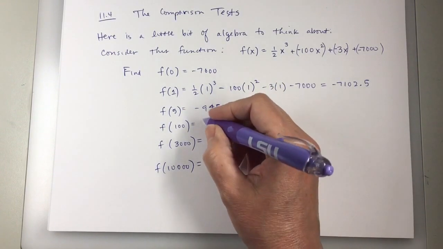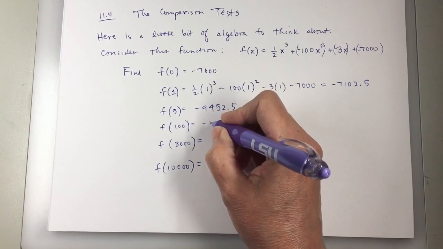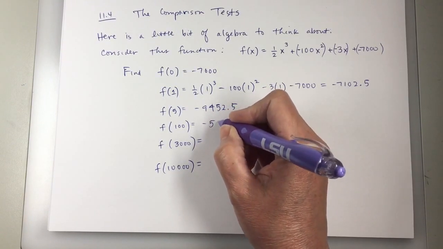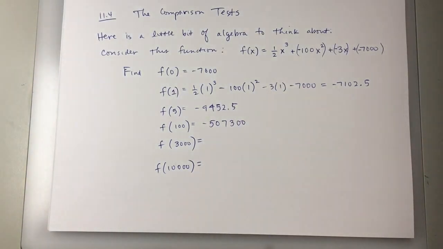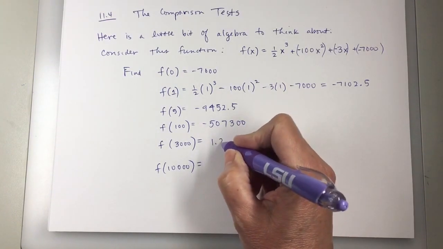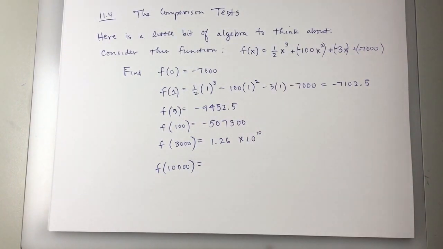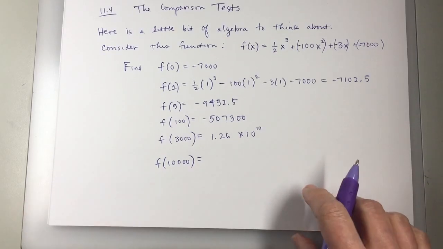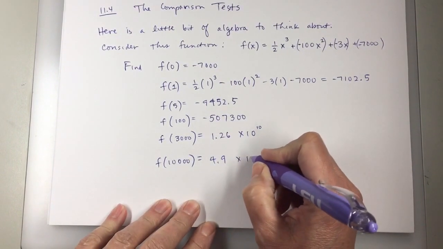How about 100? Negative 507,300. And how about 3,000? 1.26 times 10 to the 10th. And now I'm sort of afraid to ask about 10,000. Because, yeah, what'd you get? 4.9 times 10 to the 11th.